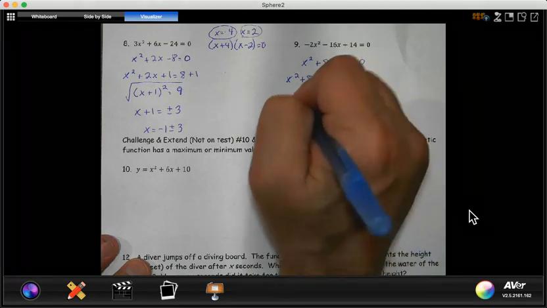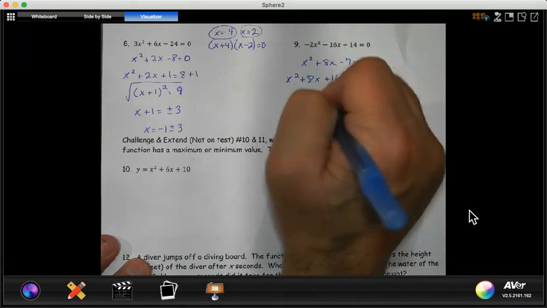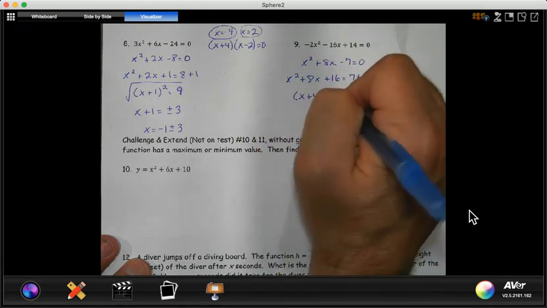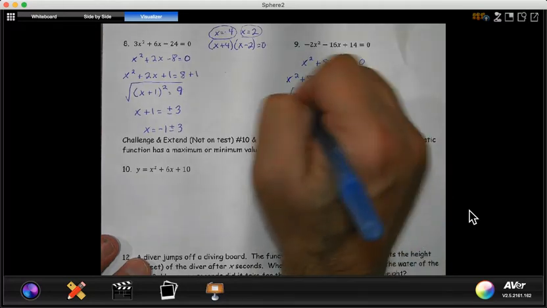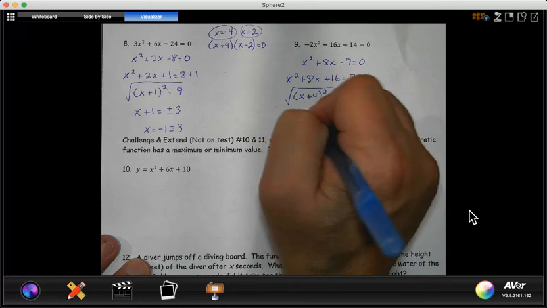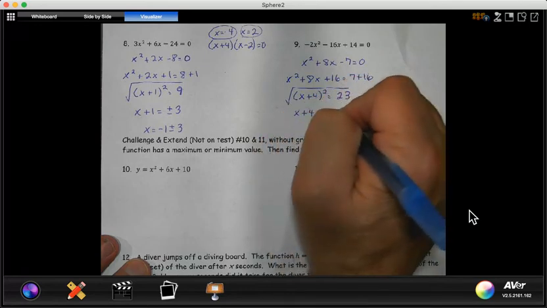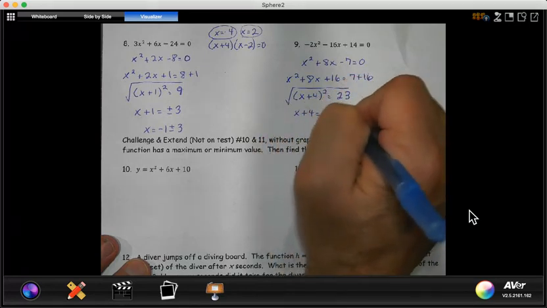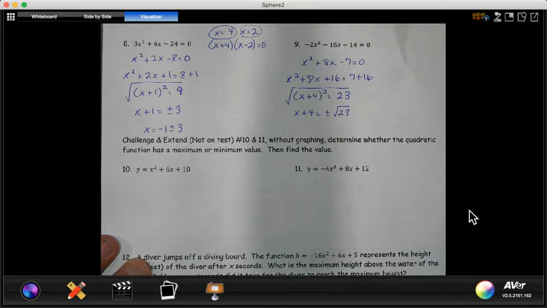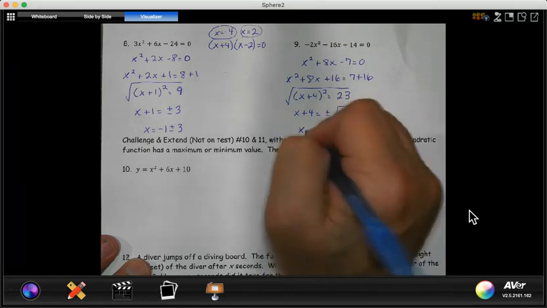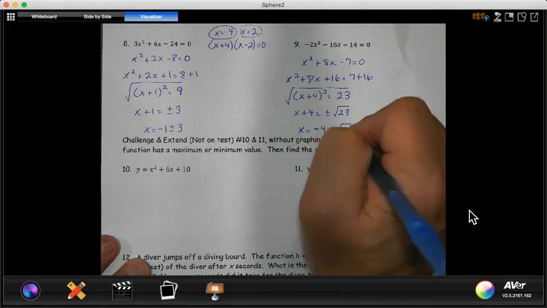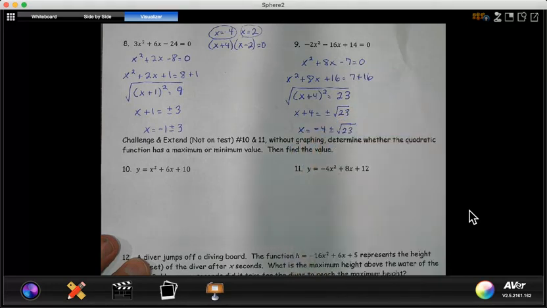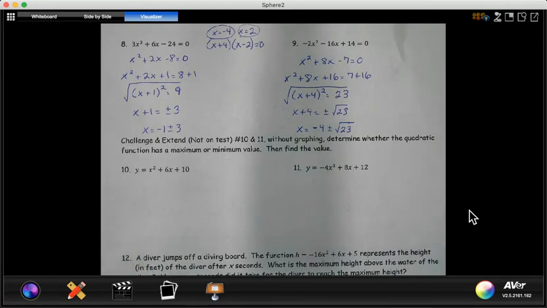Factor the left side, that's x plus 4 squared is equal to 23. Square root both sides, and you get x plus 4 is equal to plus or minus root 23. 23 is not a perfect square, so we're going to minus 4 from both sides to get our solution. So it's negative 4 plus or minus root 23. Awesome, you guys. Very, very cool.